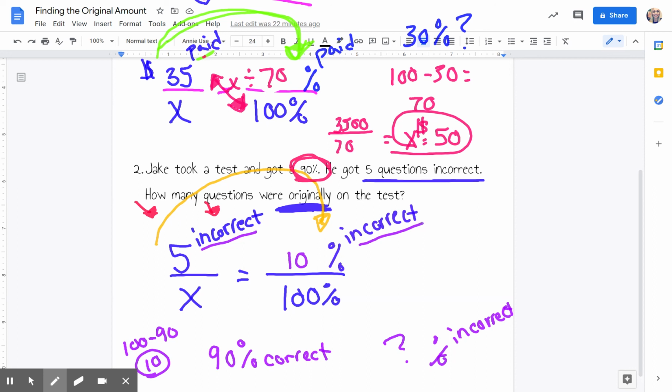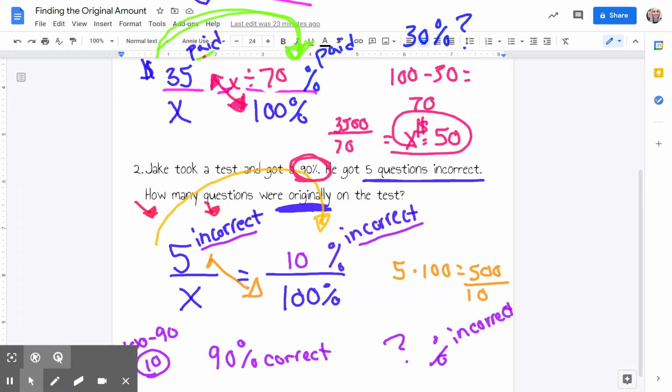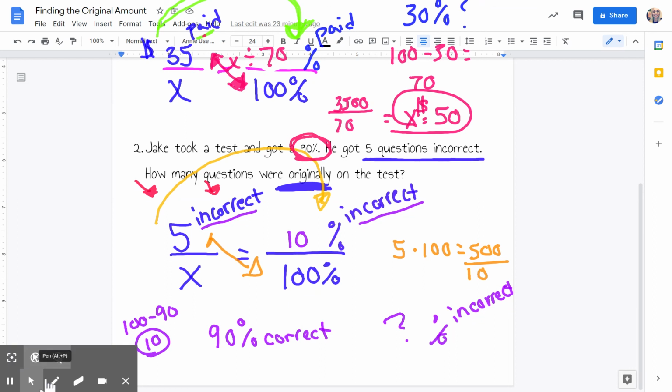So from here, let's go ahead and cross multiply and divide. What am I going to cross multiply? I'm going to cross multiply here. So I'm doing 5 times 100, which is 500, and then divide that by 10, and I get x to be 50. So there were 50 questions on this test.